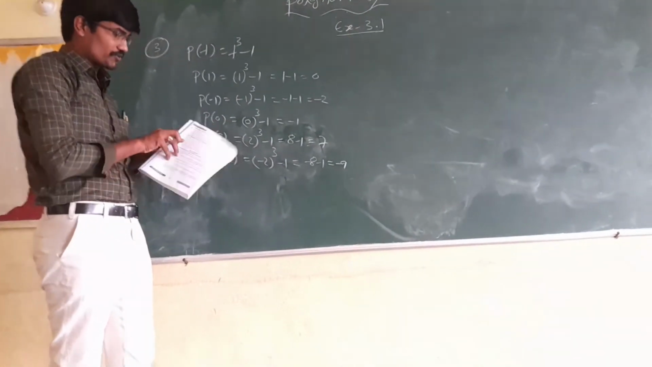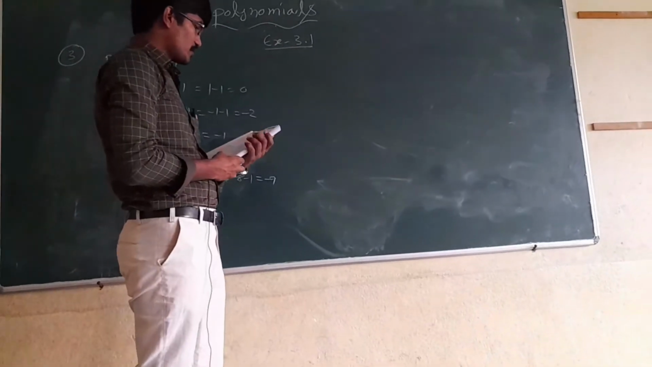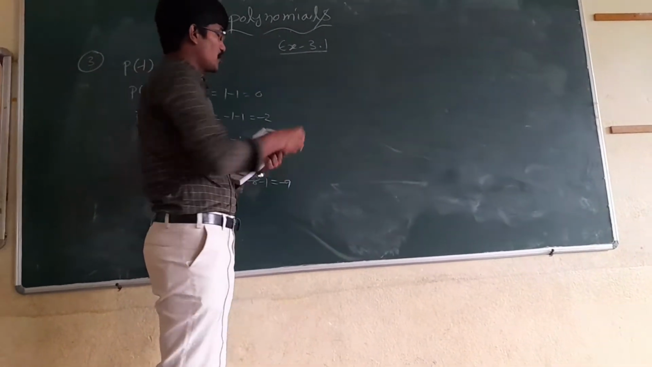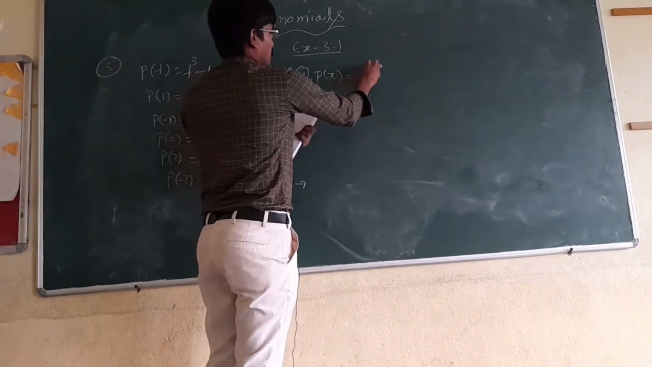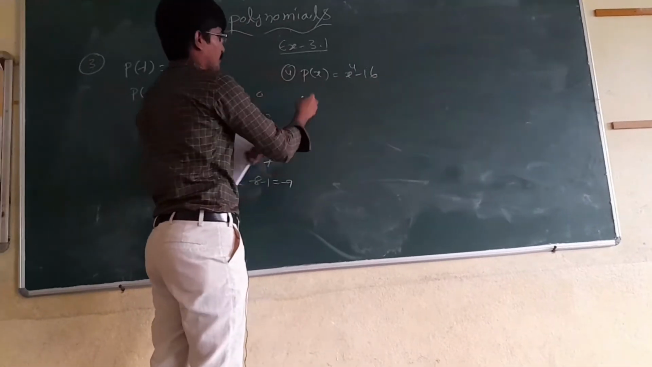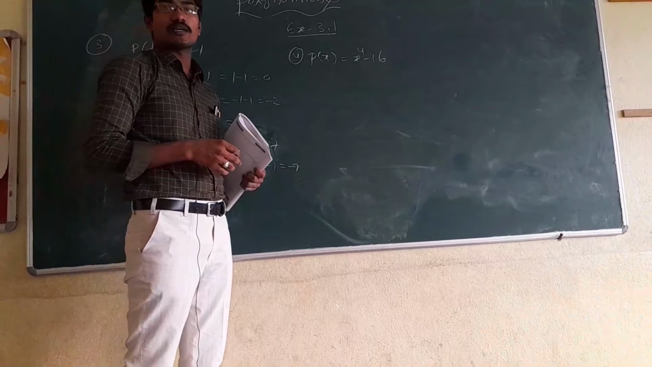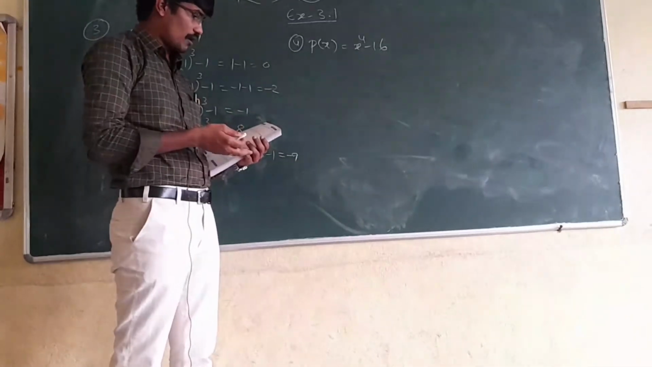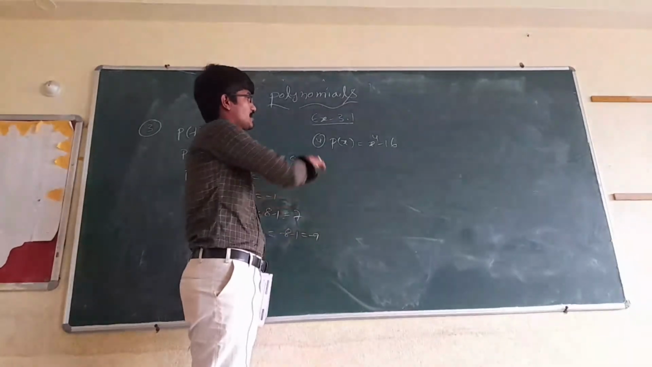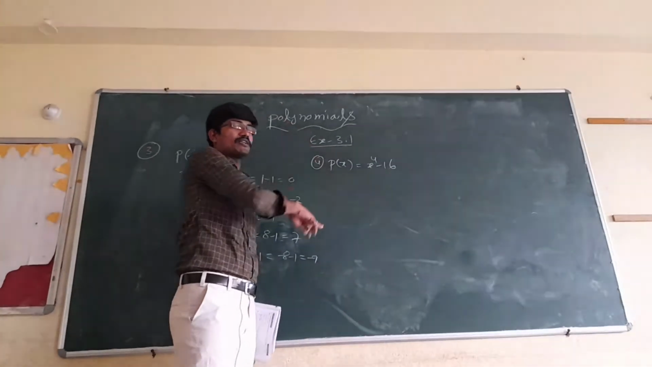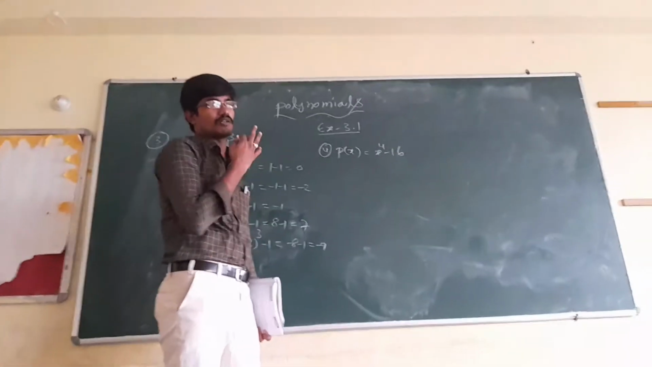So this is the third question. And you can see the fourth question. Check whether minus 2 and 2 are the zeros of the polynomial P of x is equal to x power 4 minus 16. We want to check whether 2 and minus 2 are the zeros of the polynomial. How can we do this question? So this is also one important model.